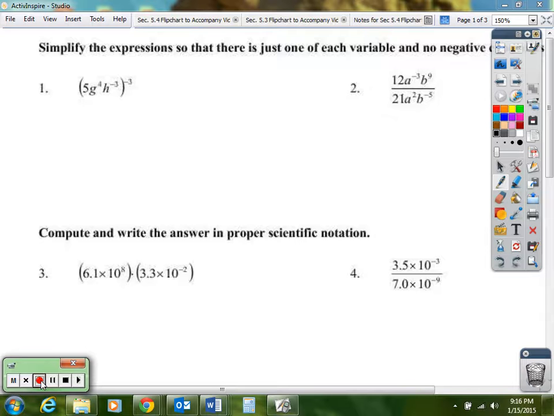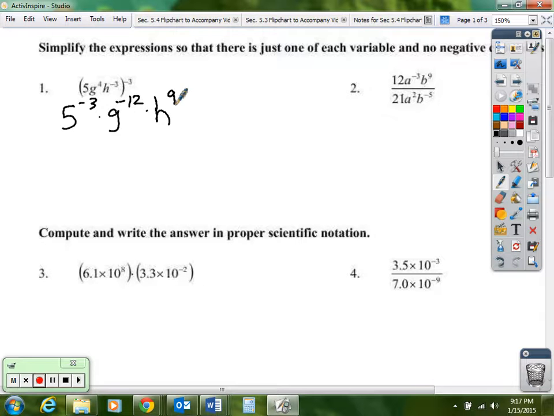We are going to change the sign across the line first and then apply either the rule where we add the exponents when we're multiplying or subtract the exponents when we are dividing. We'll see which one we actually need. Let's get started. We're going to raise each one of these things inside the parentheses to the negative 3 power. 5 to the negative 3 times g to the 4 times negative 3 is negative 12 power times h to the negative 3 to the negative 3. Negative 3 times negative 3, negative times the negative is a positive, is h to the 9th.